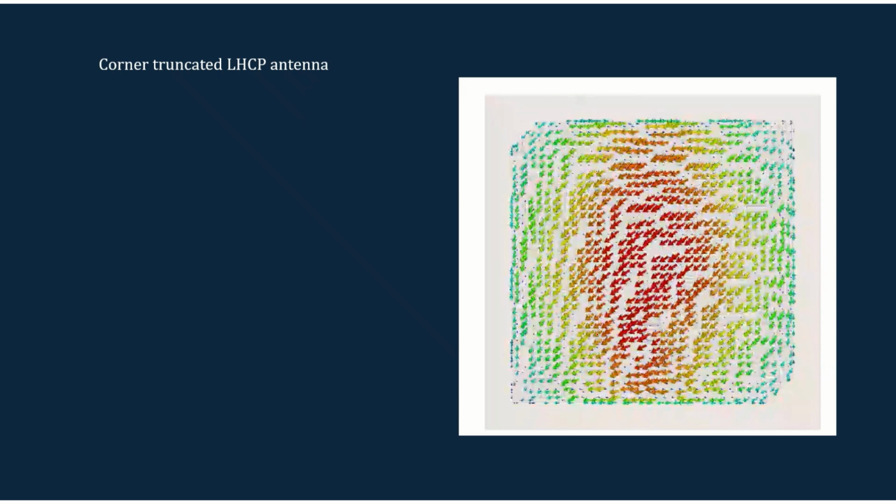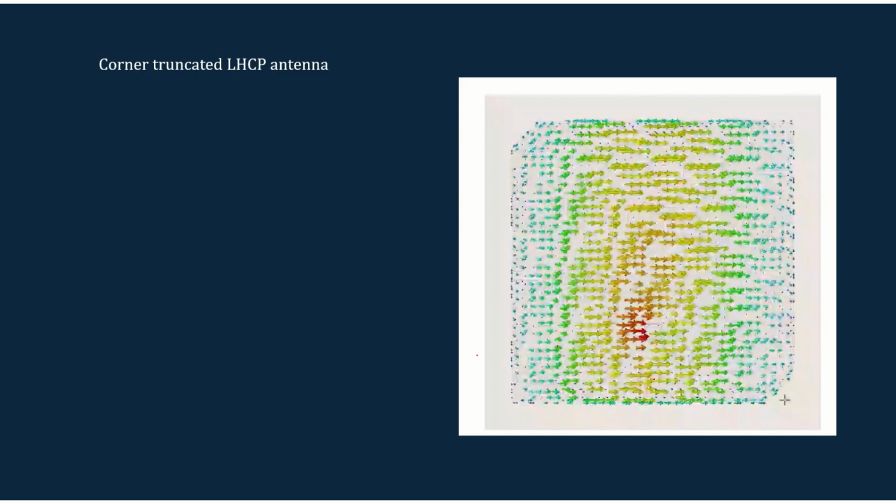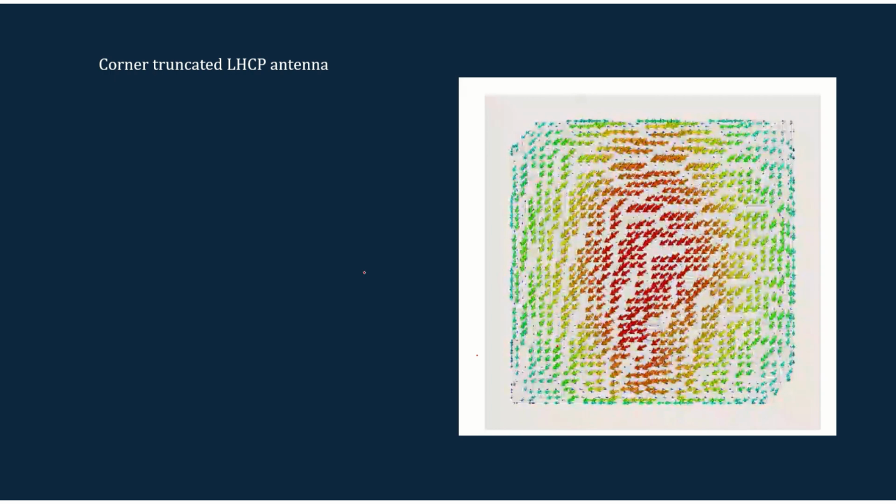If we get the circular polarization, here you can see how the surface current is varying. It will be getting rotated like this. You can see how the surface current is getting rotated, as we have seen in the case of the wave propagation in the earlier slide. So this is how we are achieving the circular polarization.